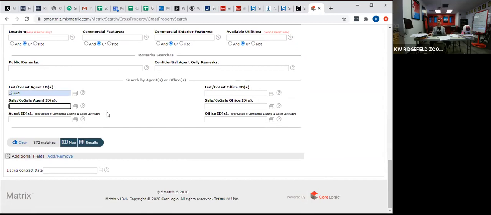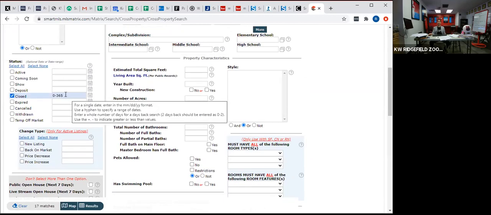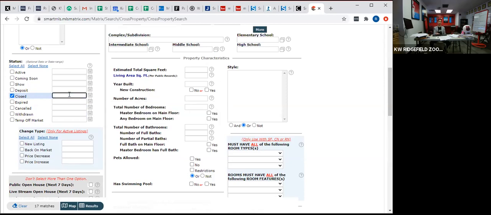And then once you have the list agent code in, you want to scroll back up here and ask for closed properties. Now, when you click on closed properties, it automatically does a year back. What I'm going to do is say from the first of the year forward, right? So this is 2020. Do you all agree that 2020 has been a bizarre enough year that we want to just know what's gone on since the first of the year? Because it's not exactly apples to apples if you do something else. So we're going to just pull from the first of the year.